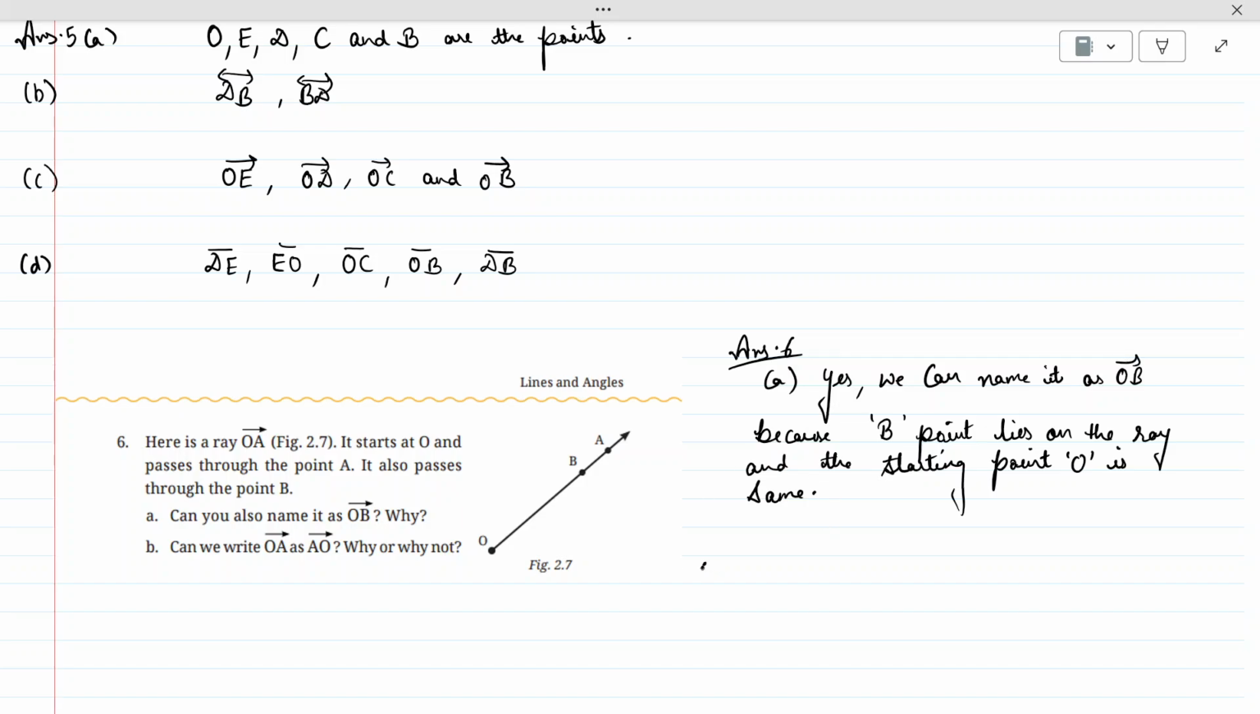Next, B part is, can we write OA as AO? No, we cannot write it as AO because the starting point will be A then. But the starting point of this ray is O. So no, we cannot write it as AO, as the starting point is not A.